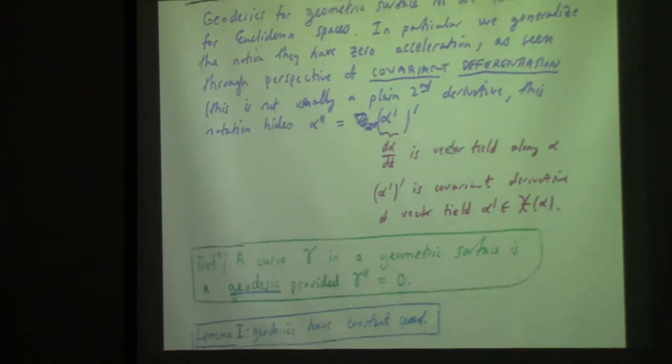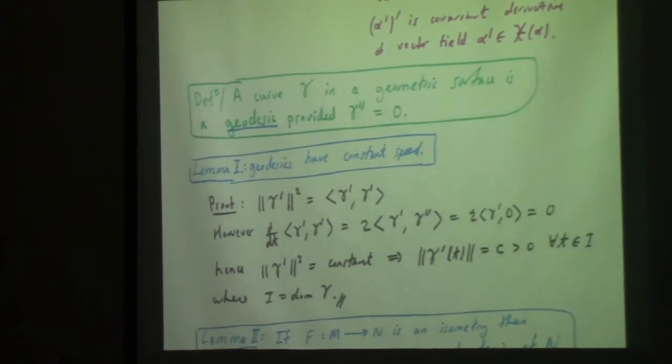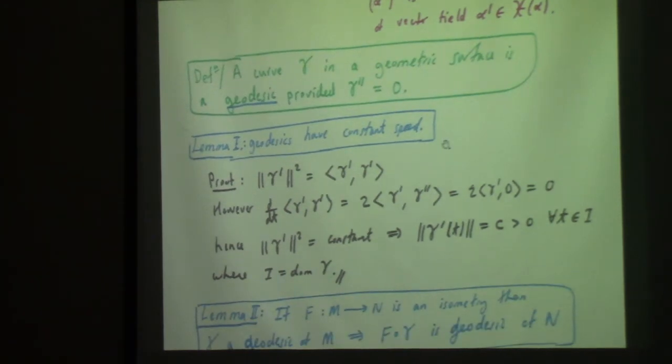And so, definition, as I told you guys, a curve gamma in a geometric surface is a geodesic, provided that gamma prime prime is 0. So lemma 1, geodesics have constant speed. Well, that's straightforward from what we did last time, right? We showed that if the covariant derivative was 0, that implies that the vector field has constant length, I think.